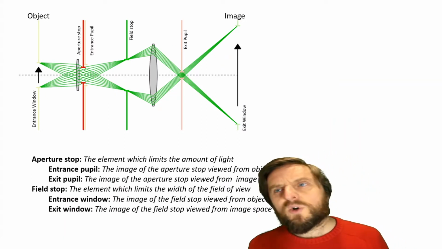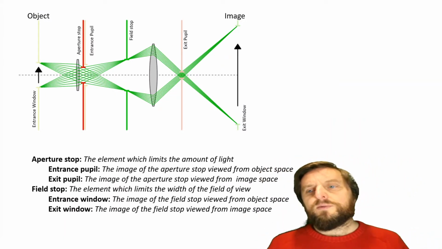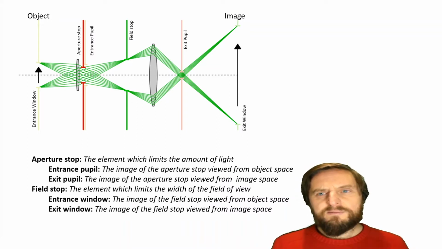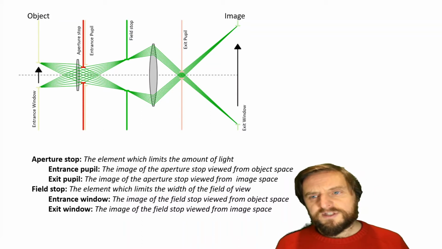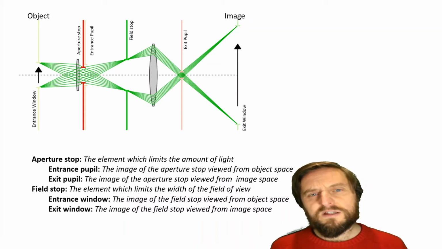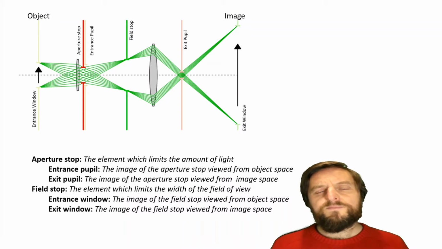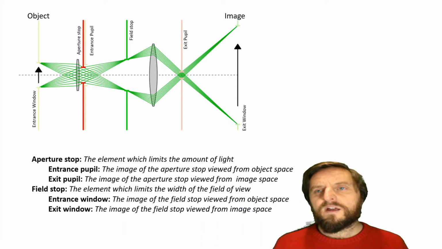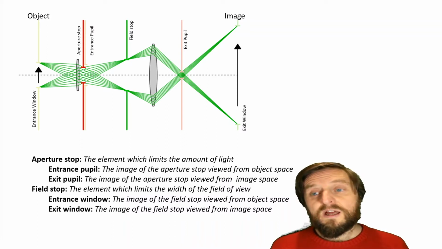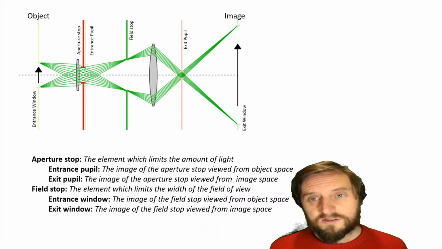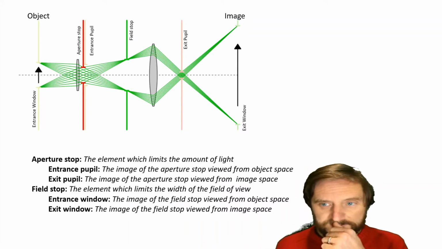So to summarize one last time, the aperture stop is the element in the optical system, the actual real element that limits the amount of light that can get through the system. Its images are the entrance pupil and the exit pupil, and the positions and sizes of those can be used to work out the field stops, but also how the rays are going to interact with other optical systems.